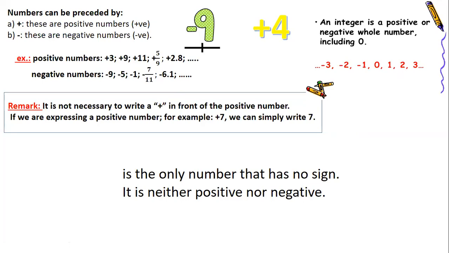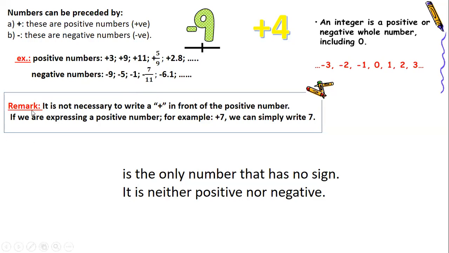Thank you, Adnan. I want, please, Hassan Sroor. Start reading the examples. Positive numbers such as +3, +9, +10, +11, +5/9, +2.8. So from the examples given, Hassan, a positive number can be a whole number, it can be a decimal number, or it can be a fraction, right? Yes. Continue. Negative numbers such as -9, -5, -1, -7/11, -6.1. Thank you. So these are examples of positive numbers and negative numbers.